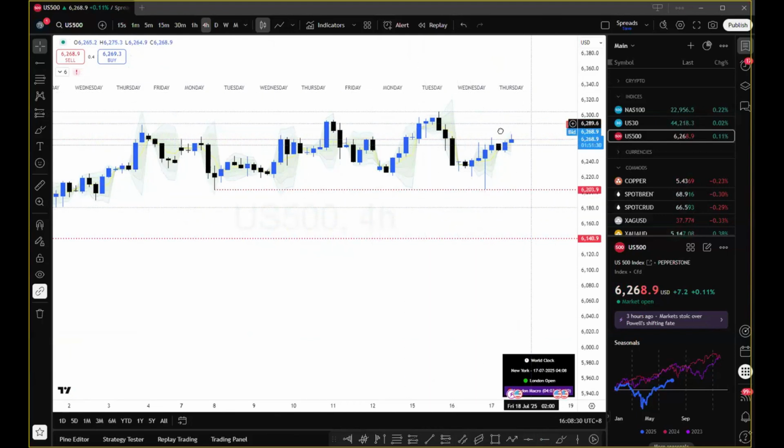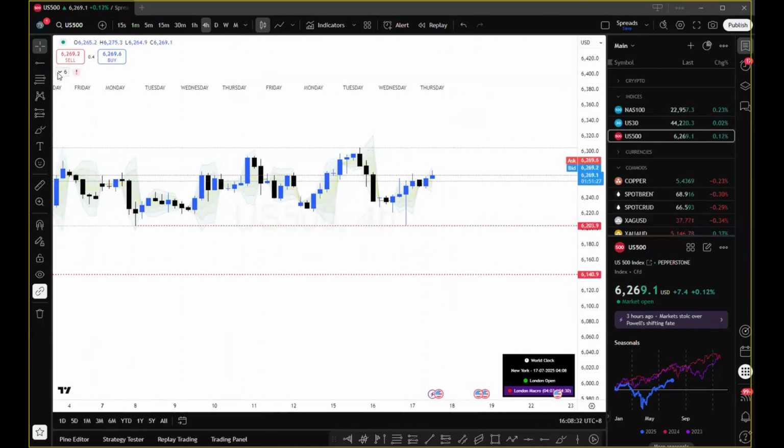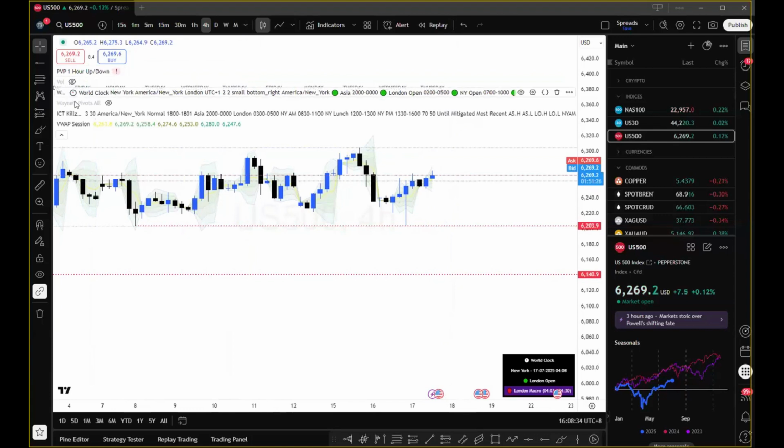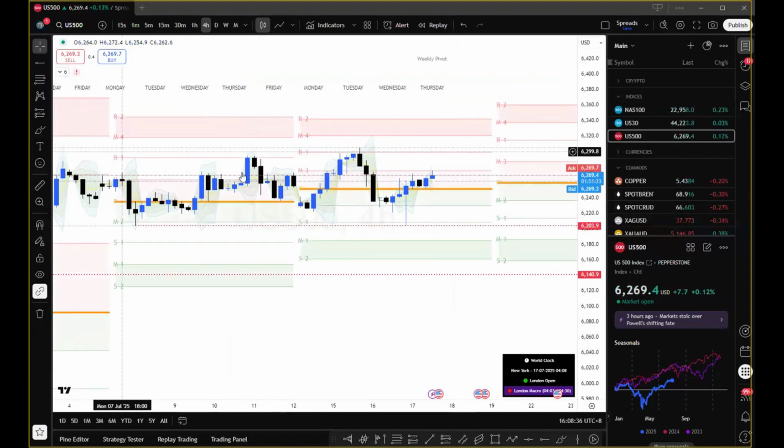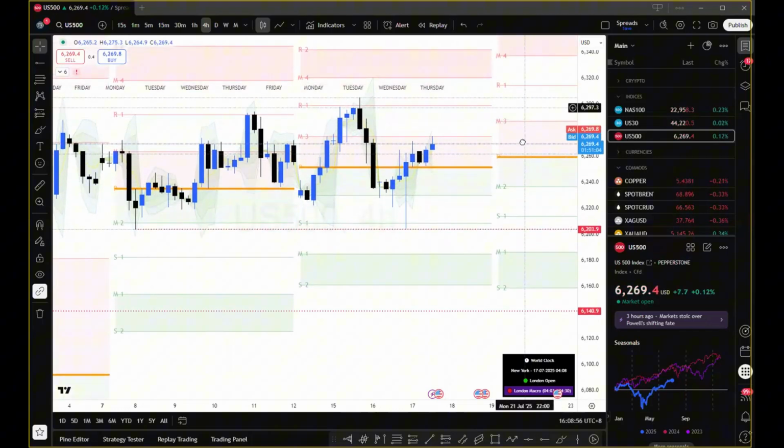Okay, so today is the second last day of the week. We're going to look at the pivot points, see where we are on the weekly. Okay, still ranging, but bias is to the upside against R1. But if we were to retrace all the way back down midweek into M2, then potentially this is going to be the range that we'll be looking for.